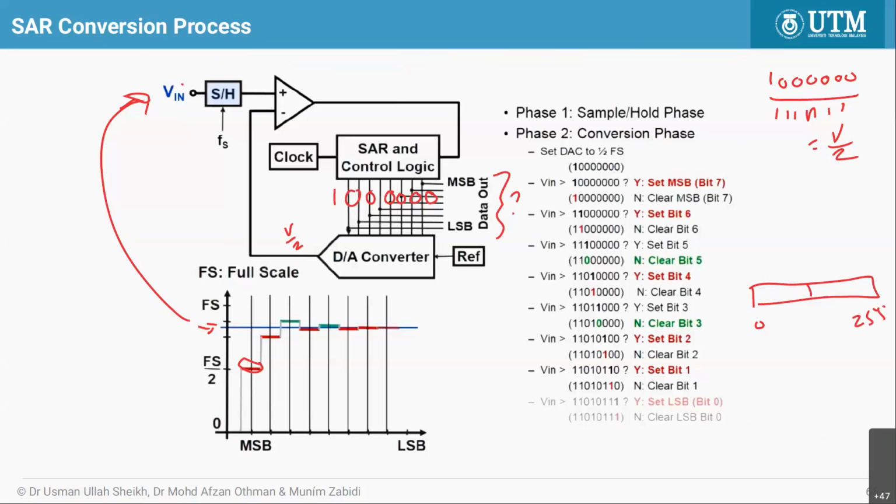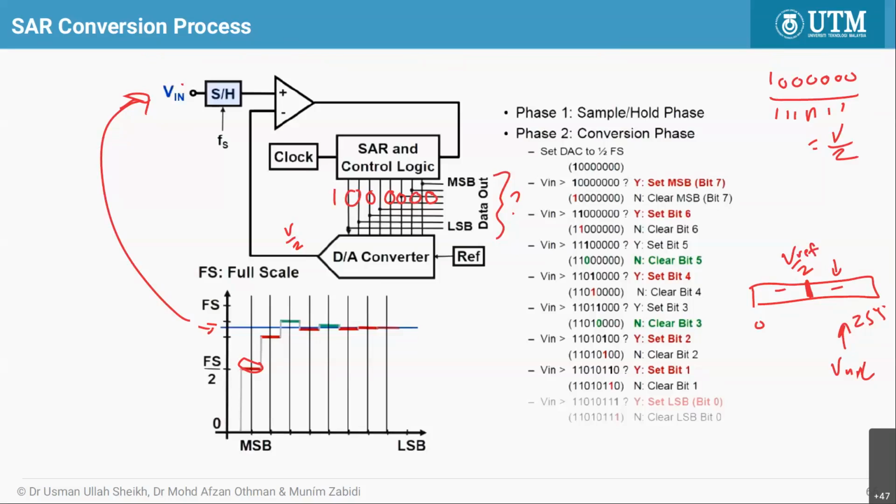Now you want to narrow down. This is your unknown voltage. Your unknown voltage is here. So you have to know. First, you have to divide by half. This is Vref by 2. In which block is your unknown voltage? Is it this side or this side? Is it lower than Vref by 2, or higher than Vref by 2?